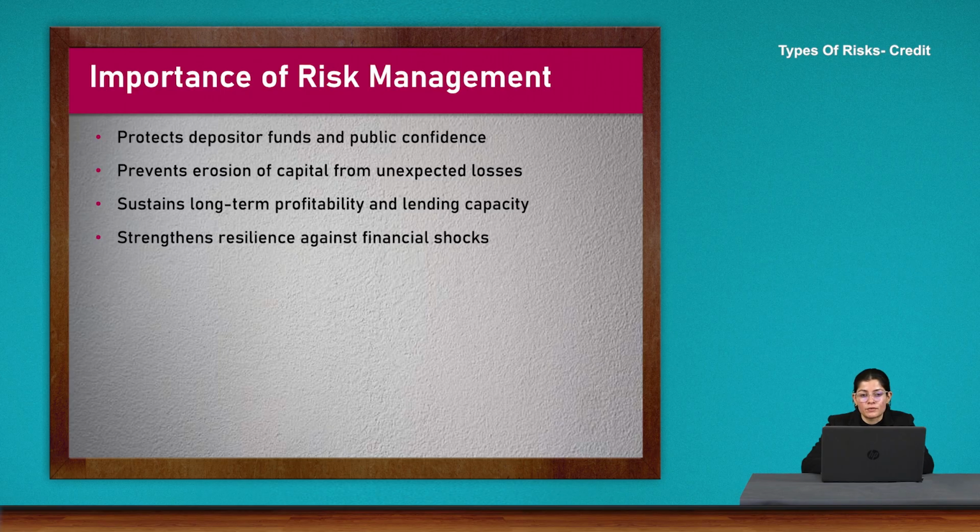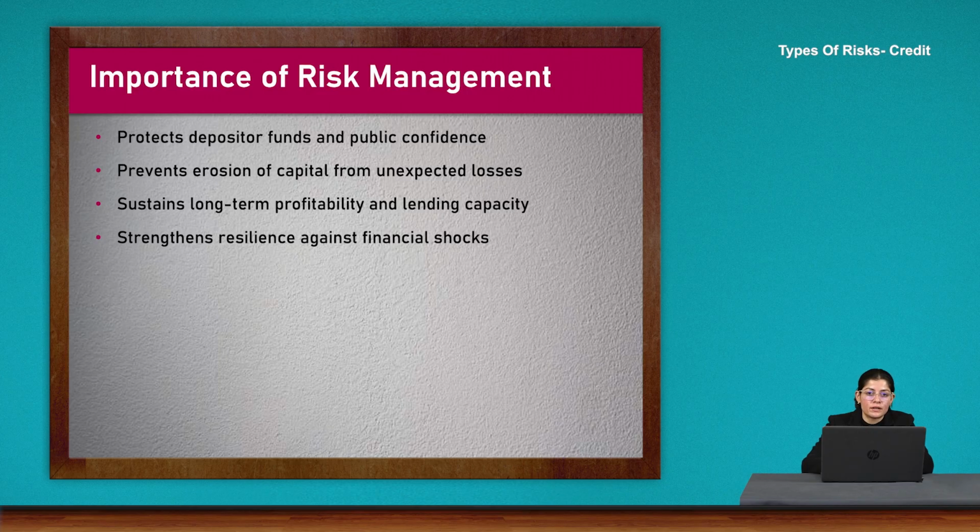First one is protection of depositors and savers. Banks are custodians of public funds. Poorly managed risk can result in depositor losses and undermine confidence in the financial system. Then we have preservation of solvency and profitability. Unexpected losses weaken capital positions and restrict lending capacity, thereby reducing future income potential.